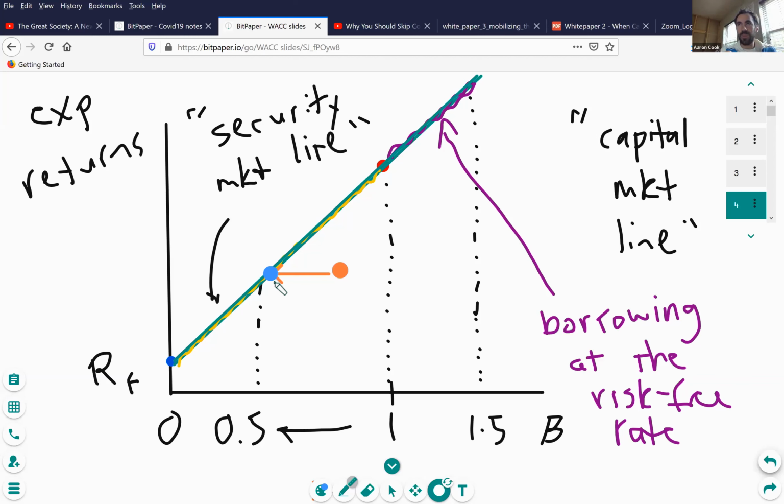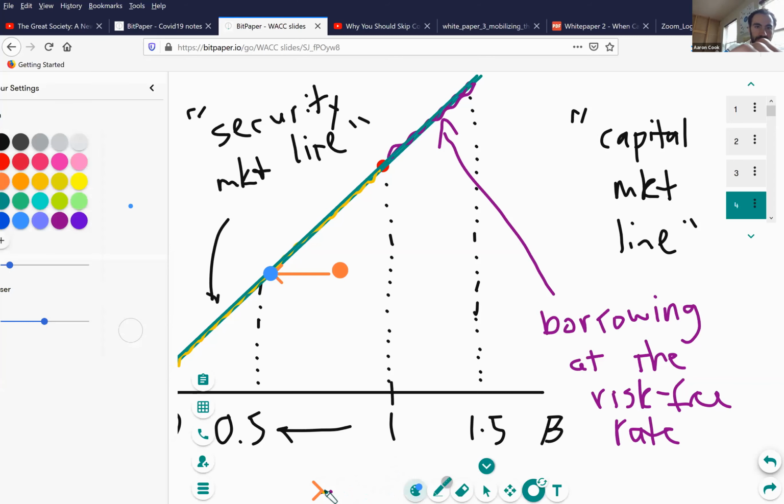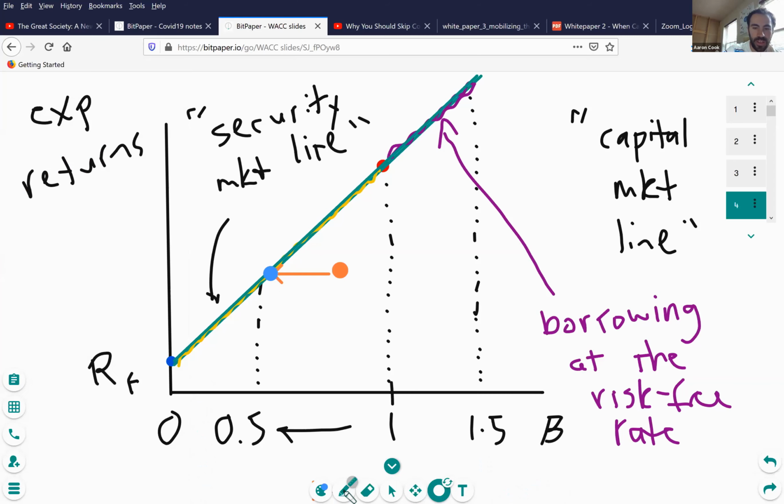So that would cause people to move away from the orange asset. That stock would be undesirable because you could always replicate the returns at lower risk by recombining the market with the risk-free rate. So the demand for that orange asset has to fall to the floor, and it's going to fall until the returns net of the cost of that asset push it back up onto the security market line. So the price of orange has to fall.